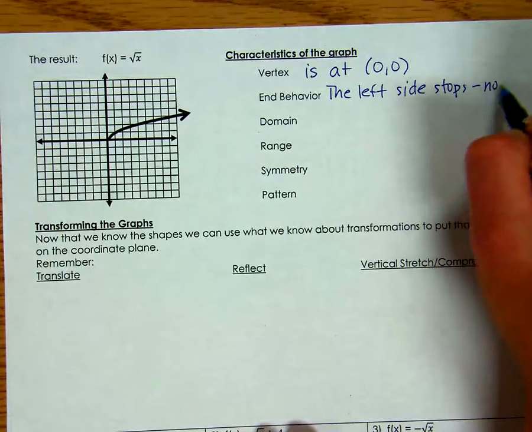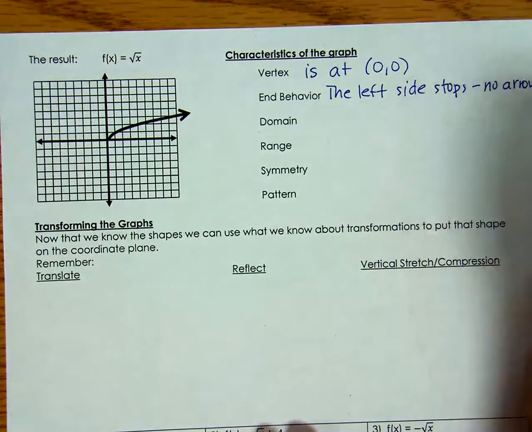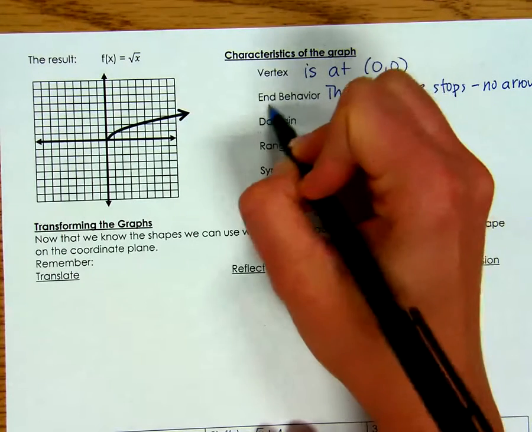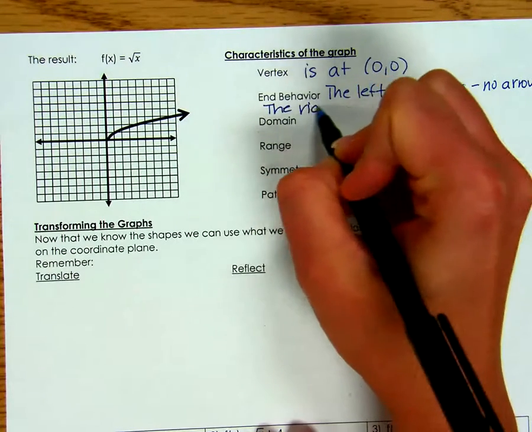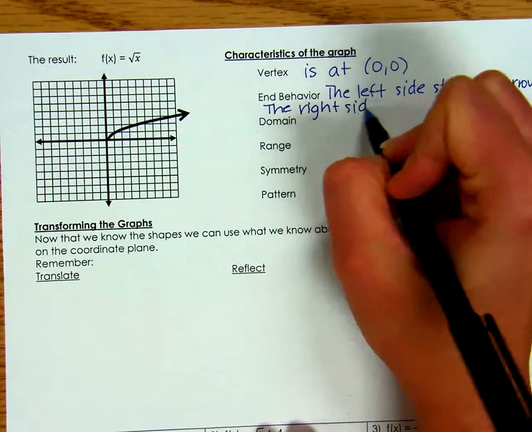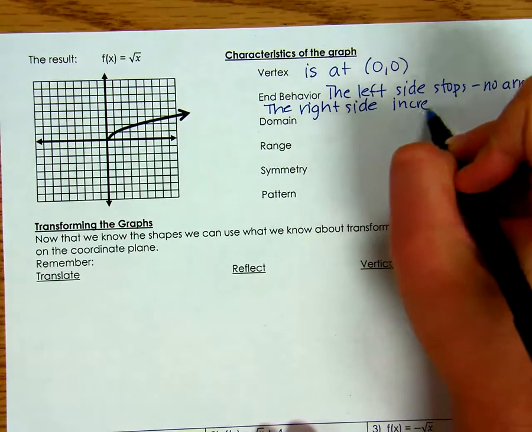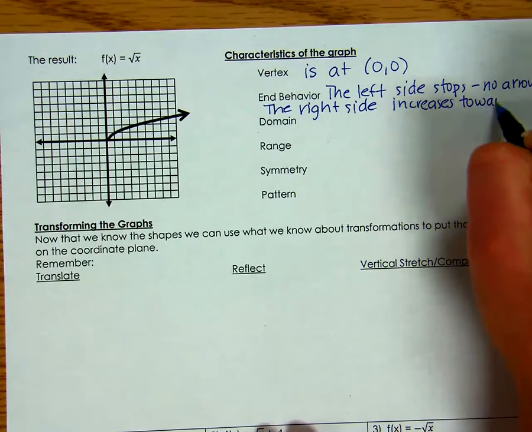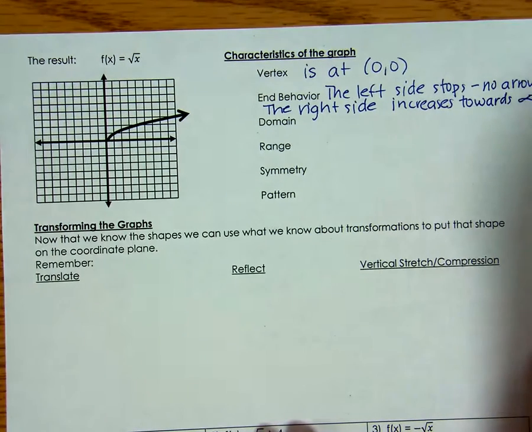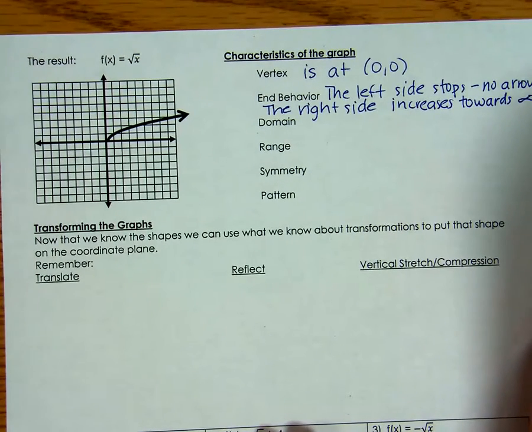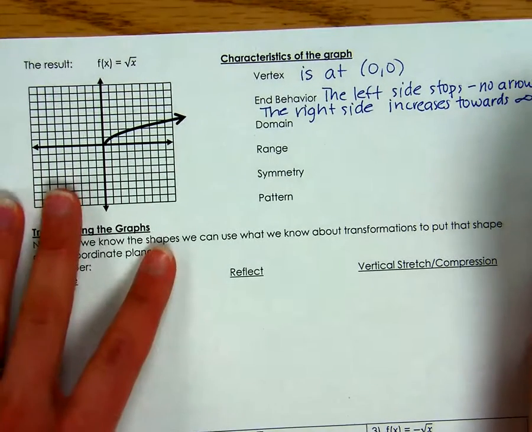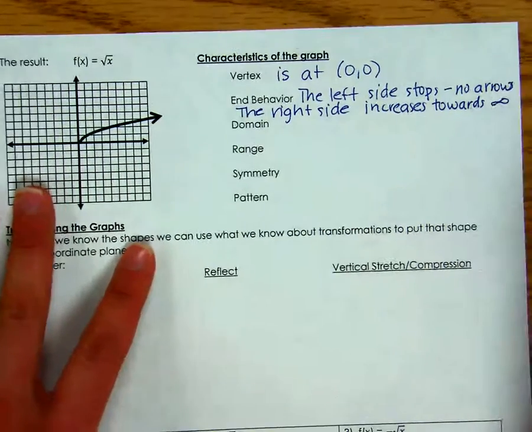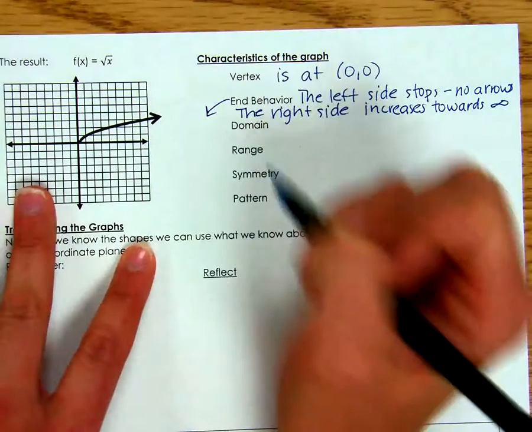So there's no arrow. That's actually where our vertex is. The right side increases towards infinity. And since it's going up from left to right, that would be an increasing graph. We're actually going to describe it slightly differently once we get to true examples. And I guess I could show you right here, right now.